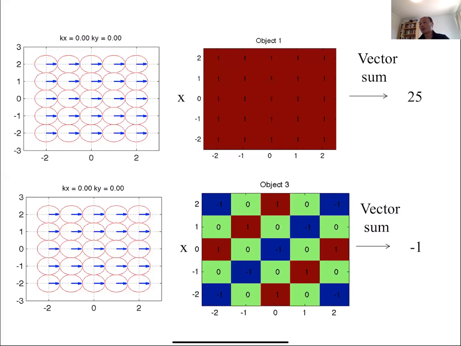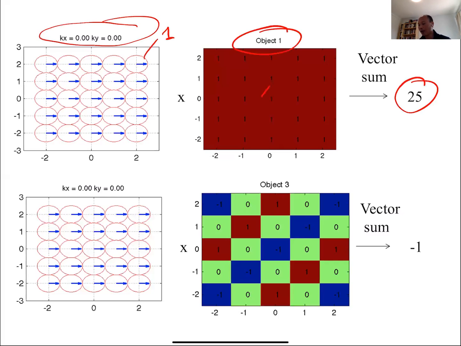Okay, so what I want to do is spend the next few minutes going through some examples, and then we're going to send you into breakout rooms to do a little exercise together. We're going to think about some very simple things with a 5x5 array of spins. In this case, we're at kx equals 0, ky equals 0. If we sum up all these spins, assuming each one has a value of 1, the vector sum would just be 25. My object is all ones everywhere, so if I sum up 25 spins, each with an amplitude of 1, I get 25.